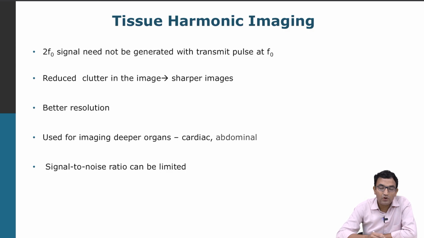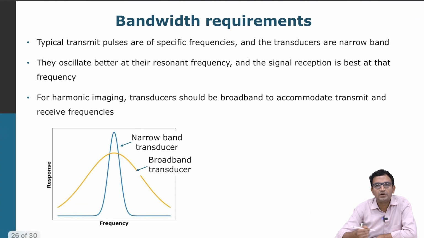Now if you have lower side lobes, you are going to get reduced clutter, you will get sharper images, you will get better resolution because of narrower beams, and you will get better contrast because of lower side lobe levels. Like I mentioned earlier, this is used for cardiac and abdominal and other deeper organs. The only challenge here is the harmonic signal typically is weaker than the fundamental signal, several dB down relative to the fundamental signal. So the signal to noise ratio can be a challenge, but nowadays with sensitive electronics, we trade off the signal to noise ratio to get better contrast, better resolution, and still improve imaging performance.